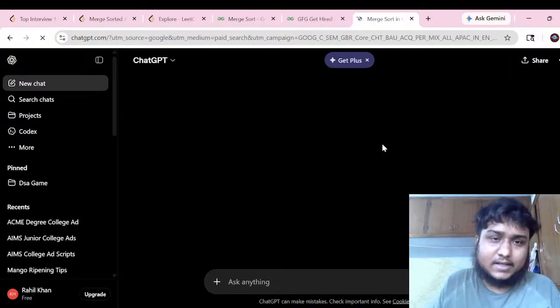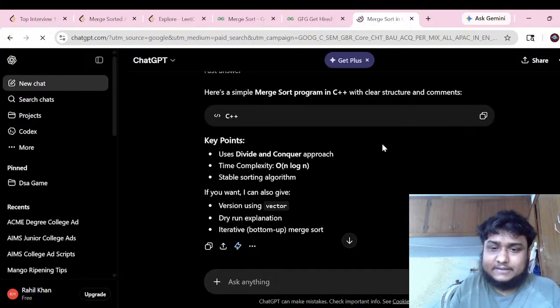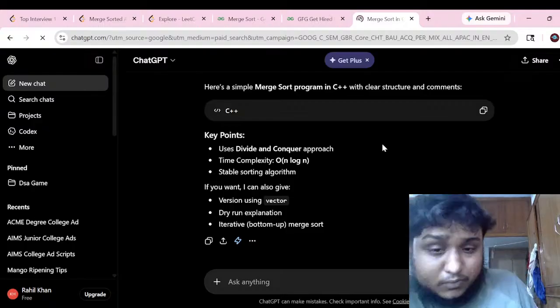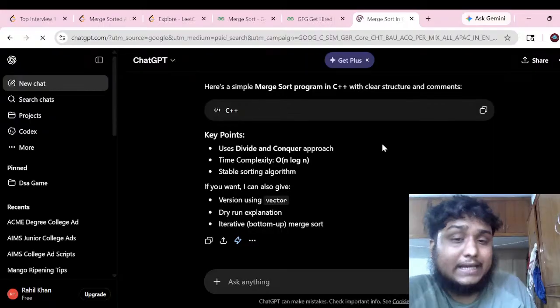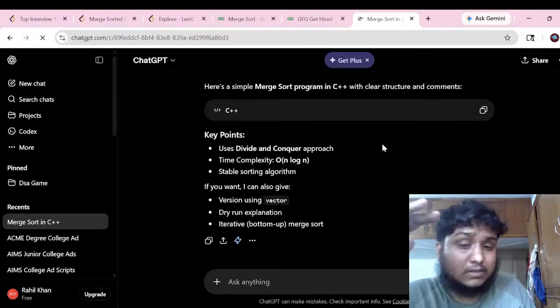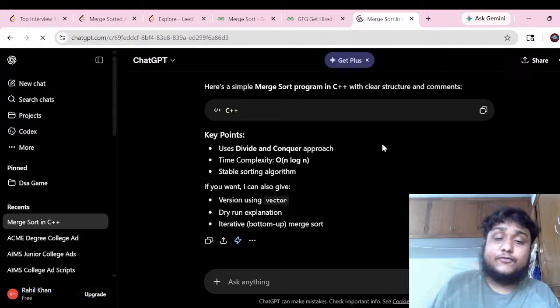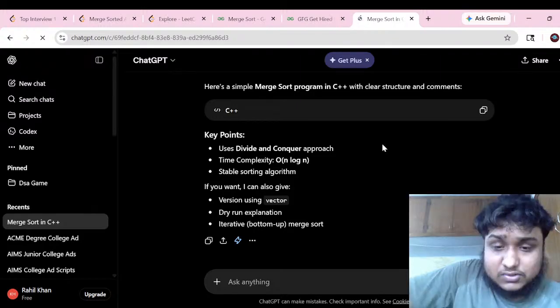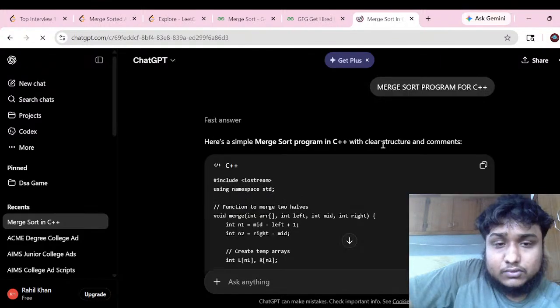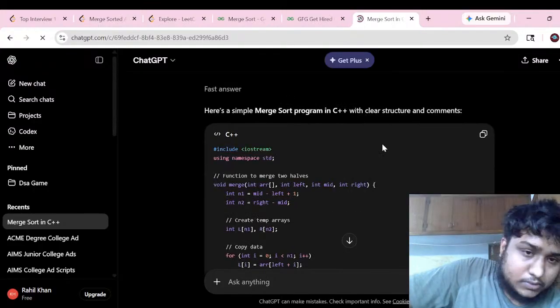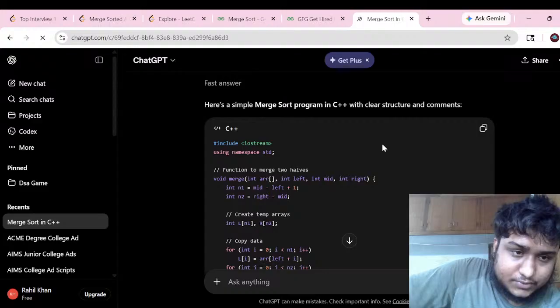हाँ, गेम की. सो की पॉइंट्स क्या? यूज डिवाइड एंड कॉन्कर अप्रोच. ये भी ये कह रहा है टाइम कॉम्प्लेक्सिटी इसकी क्या होगी. एन लॉग एन स्टेबल सॉर्टिंग एल्गोरिदम है. इफ यू वांट आई कैन ऑल्सो गिव यू. अच्छा. A simple merge sort program in C++ with clear structure and comments.